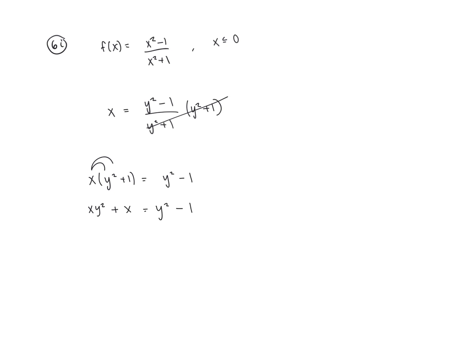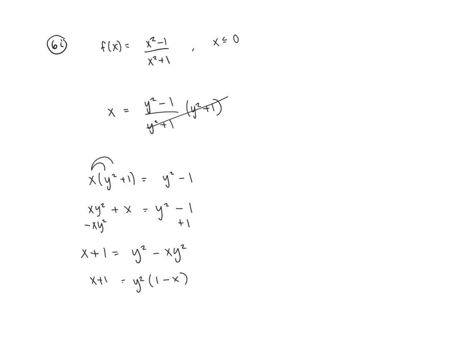Now I'm going to want to move all of my y's to one side. So I'm going to add the 1 to the left, and then I'm going to subtract the xy squared. So all my y's are on one side, everything else is on the other. And then on this side, I can factor out my y squared, and I'd be left with 1 minus x.